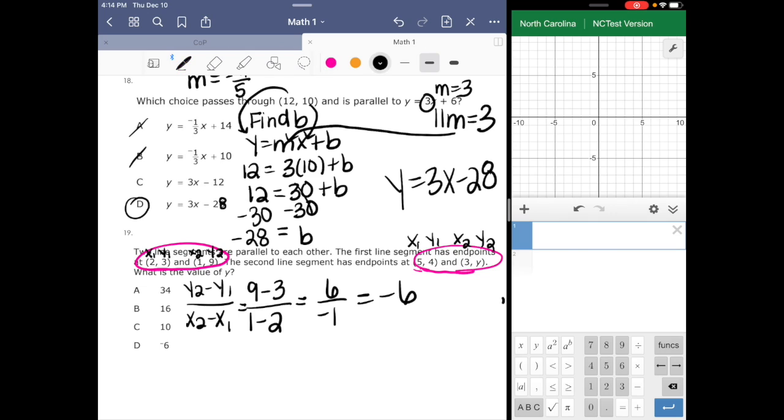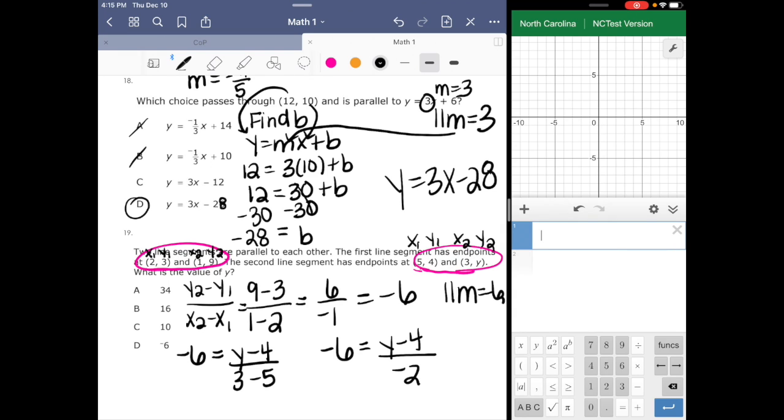Now I'm going to set up this next problem the same way, but this time I know that it should equal the parallel slope, because the parallel slope is negative 6. So negative 6 is going to be y minus 4 divided by 3 minus 5. So negative 6 equals y minus 4 over negative 2. I can test out my answer choices just like I did a second ago. So 34 minus 4, that's going to give me 30. 30 divided by negative 2 is going to equal negative 15.